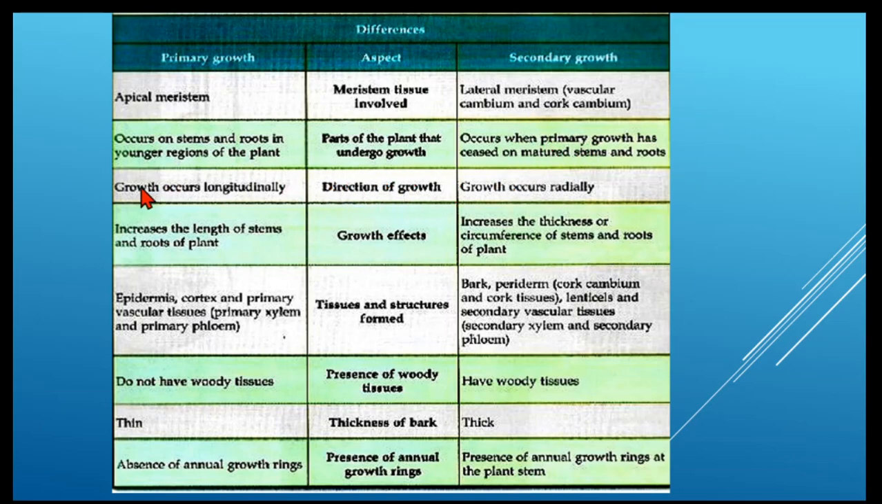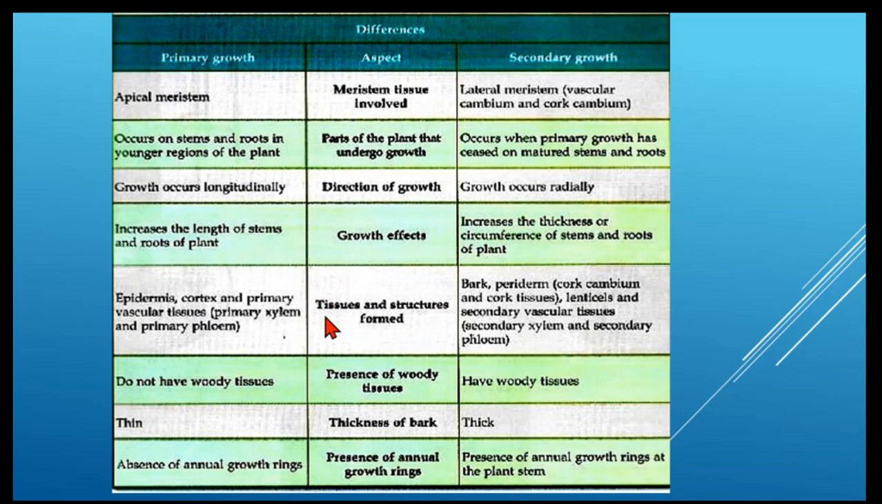Directions of growth, this one, growth occurs longitudinally. Maksudnya dia meninggi lah kan, atau memanjang. This one, secondary growth ini adalah radially, meaning dia punya diameter yang increasing. Yang ini growth effect. Di sini, primary growth increases the length of stems and roots of the plants. Here, increases the thickness or circumference of stems and roots, the diameter lah.